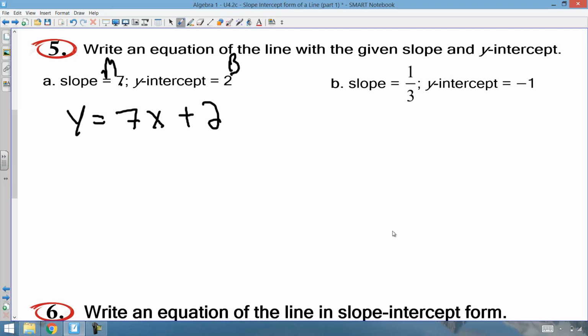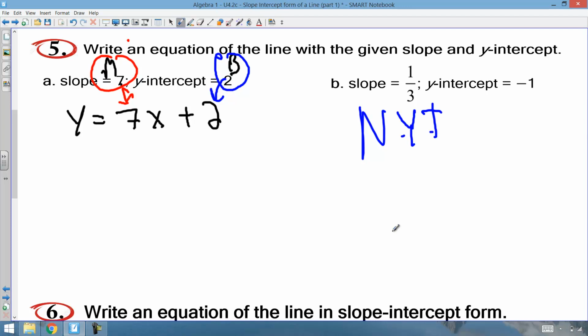So take this number here, whatever it is for your slope, and put it in front of the x, and then take this number right here, whatever it is for your y-intercept, your b, and put it at the end. So y equals mx plus b. That was a pretty good hint. This is your now you try. So pause the video and give that one a shot, and then we'll continue on.